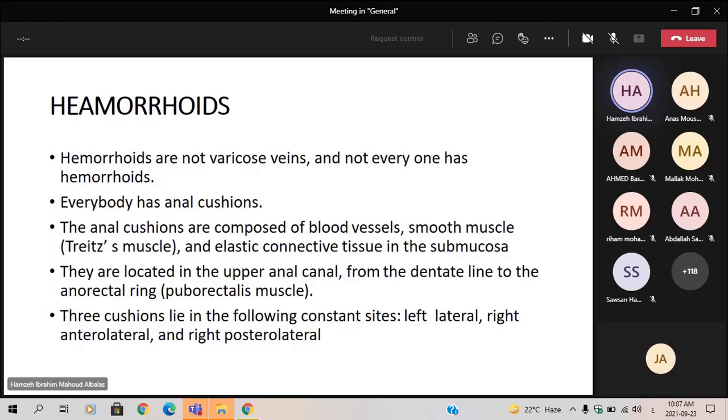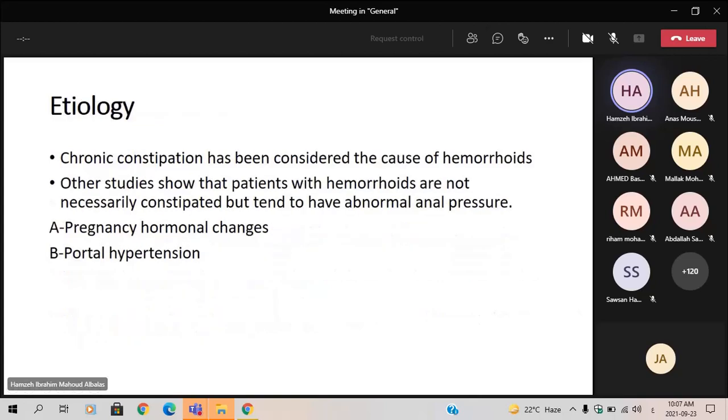There are 3 cushions at the following constant positions: the left lateral, the right anterior lateral, and the right posterior lateral. Regarding etiology, hemorrhoids most likely present as a result of chronic constipation, which has been considered the cause of hemorrhoids. Other studies show that patients with hemorrhoids are not necessarily constipated but tend to have abnormal anal pressure. So you have to take a deep history to know whether the patient complains of constipation or not. If he does not complain of constipation, you have to rule out abnormal anal pressure.